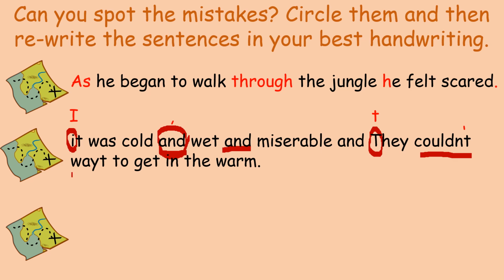Now the word wait here looks a little bit strange to me. If I read the letters, then it does make the sound wait. However, that's not how we spell the word wait. Does anyone know? Let's see if you've got it right. So we can spell it like this. It was cold, wet and miserable, and they couldn't wait to get in the warm.